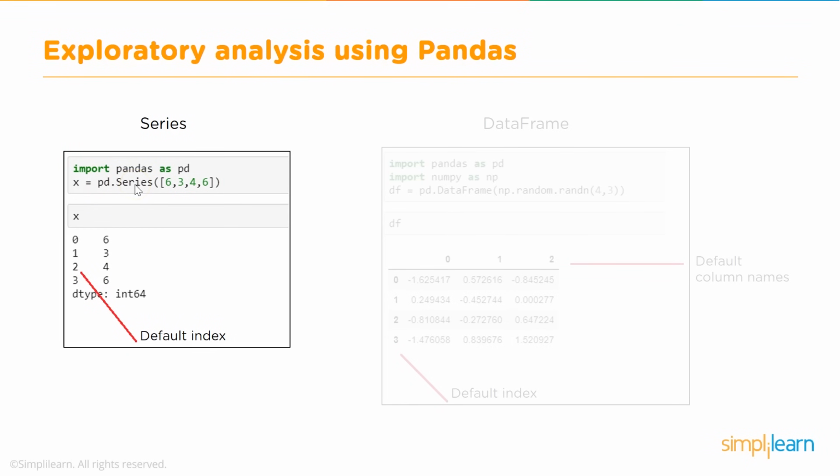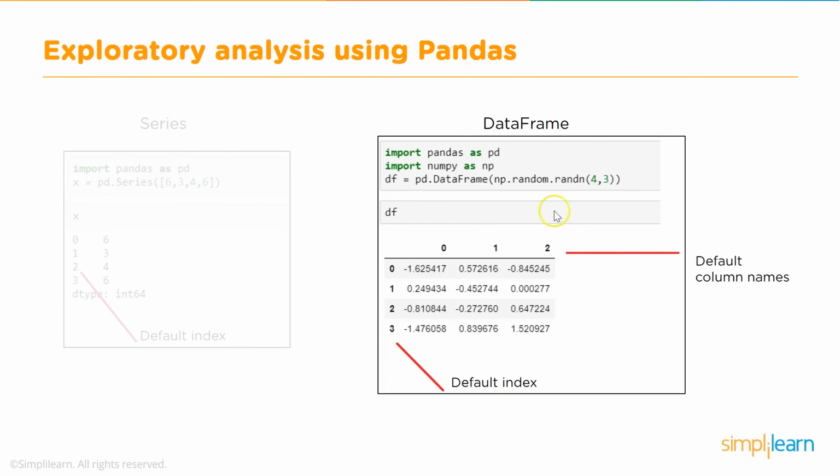And what does this series contain? It contains these numbers 6346, and X is my object consisting of the series. So if you just say X, it will display the contents of X, and you will see here that it creates a default index. Then you have the data frame. So if you want to create a data frame, as you can see, the series is like a one-dimensional structure. It is just one row of items, whereas a data frame looks somewhat like this. It is a two-dimensional structure.